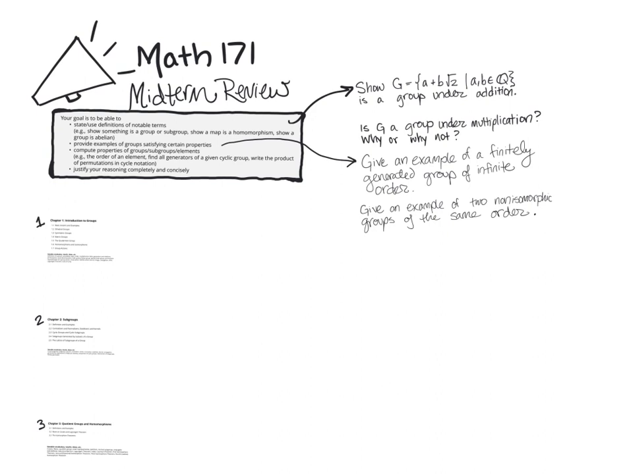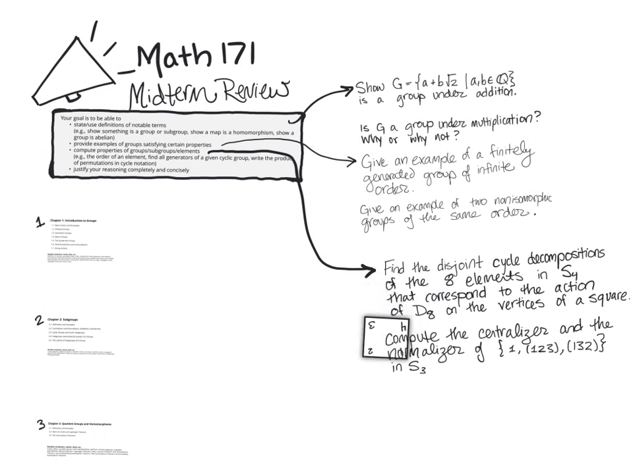Next, let's think about what sorts of computations we're equipped to do now in our abstract algebra land. We do have some computational skills. So for instance, we've spent a lot of time on disjoint cycle decompositions and thinking about permutations. Maybe you want to write down the disjoint cycle decompositions of the elements of the group S4 that correspond to the action of D8, our dihedral group of order 8, on the vertices of a square.